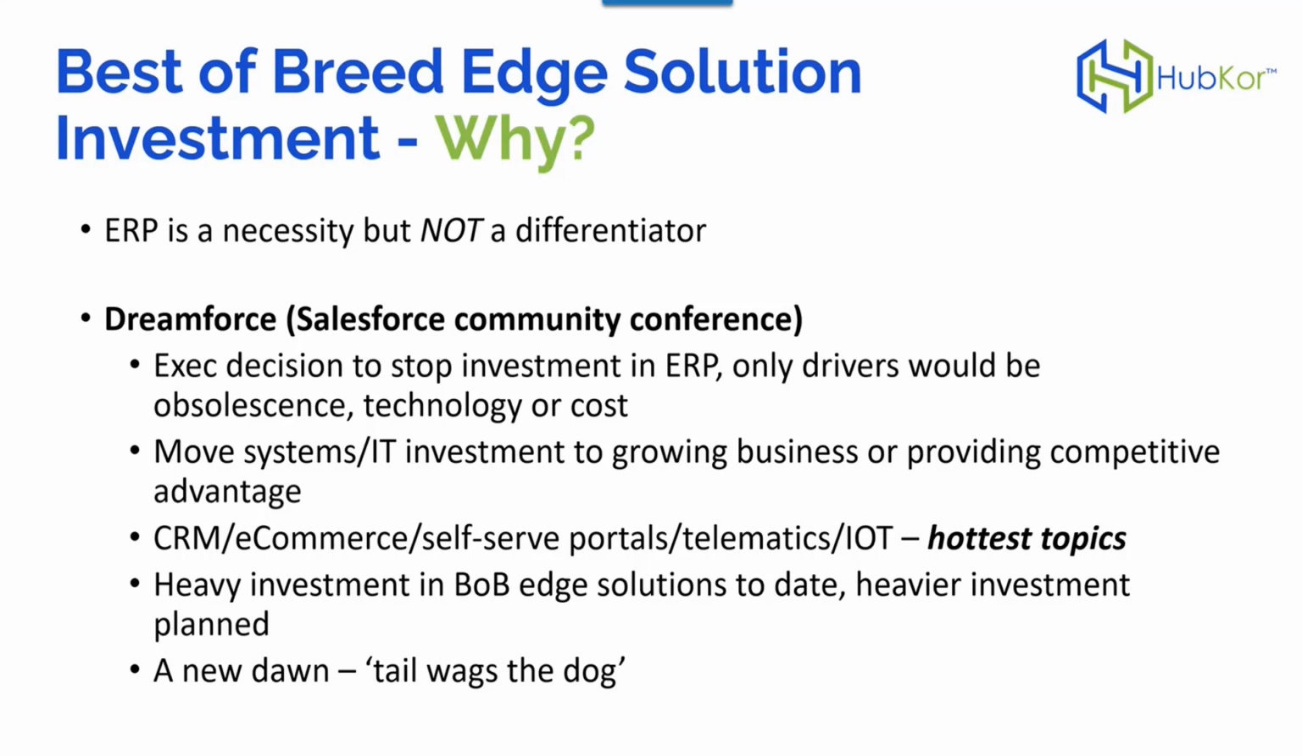So they didn't really have ERP on their investment portfolio anymore. And some of the common ones, of course, we've already talked about them: CRM, e-commerce, self-serve portals, telematics, IoT. And there are many more. We're moving into machine learning, artificial intelligence these days as well.